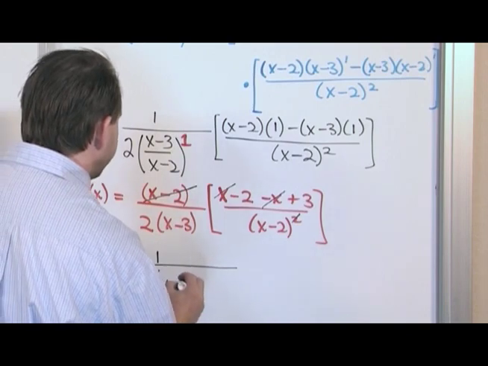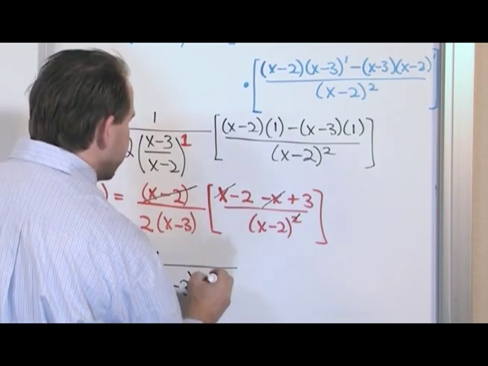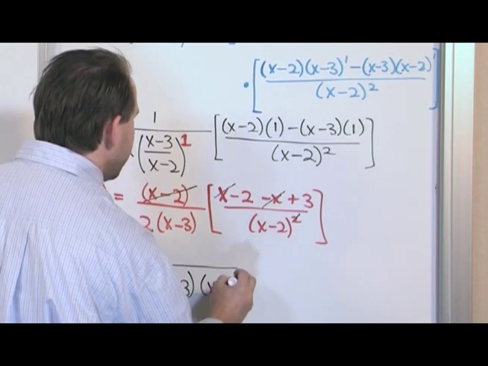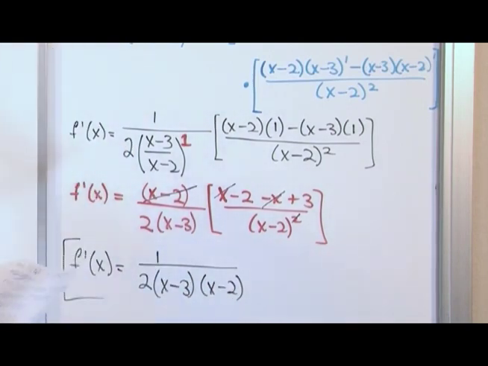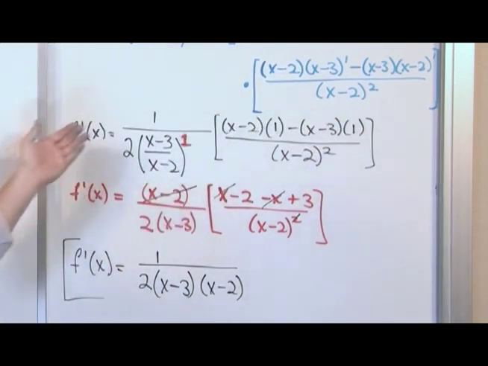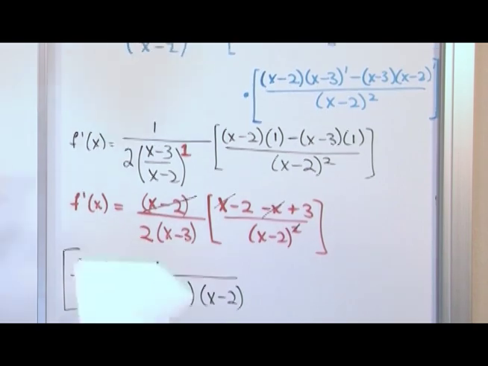I have an x minus 3 from here, and I have an x minus 2. And that, my friends, is the final answer: 1 over 2, x minus 3, x minus 2. Now, truthfully, this really is the answer as well. It's just a matter of simplifying here. You've got to peel back the onion.